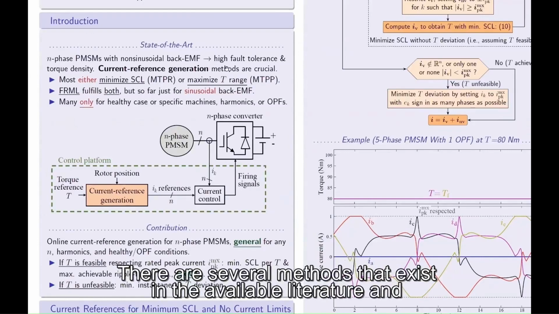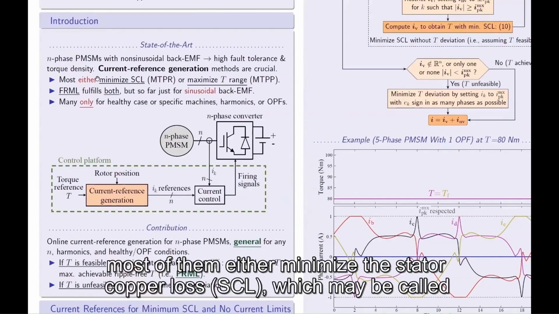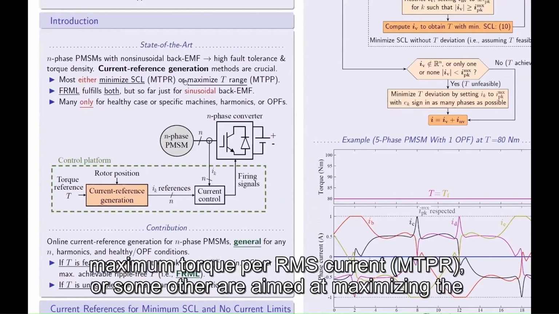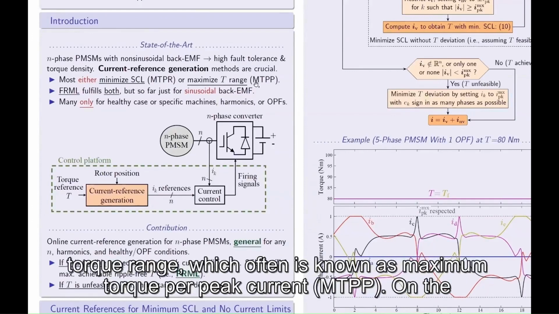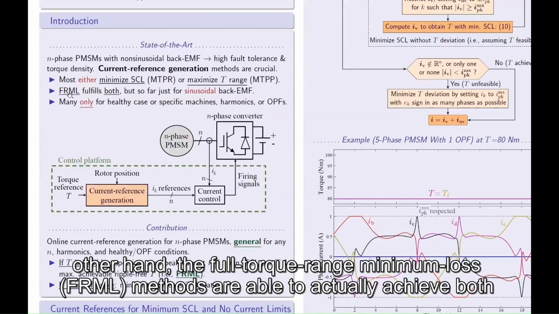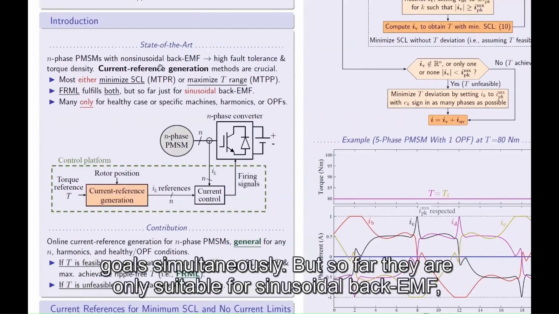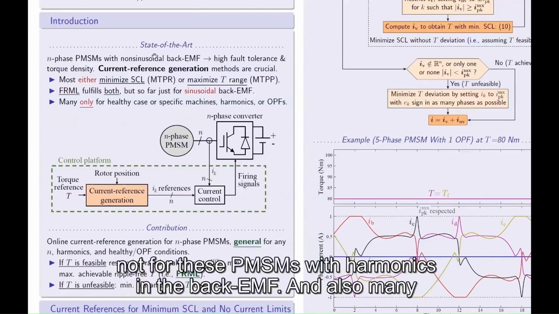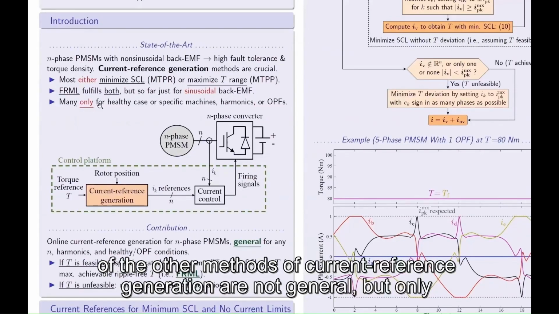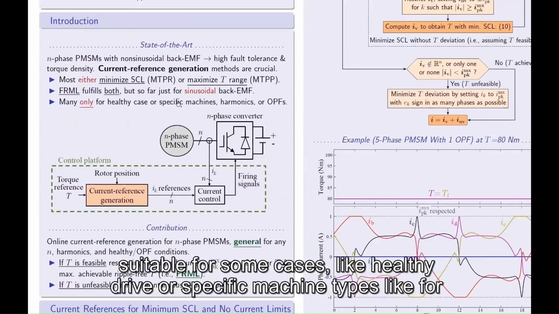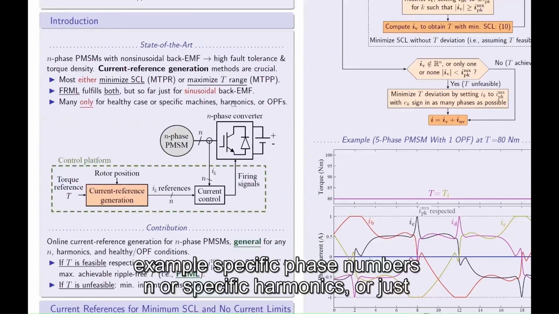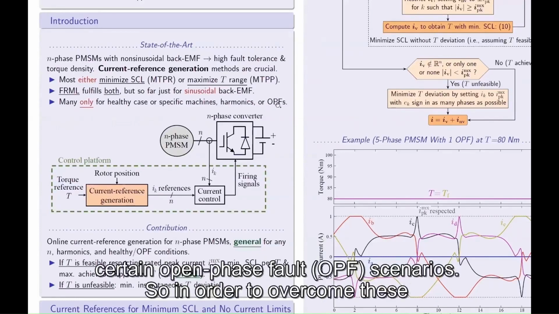There are several methods in the available literature, and most of them either minimize the stator copper loss, which may be called maximum torque per RMS current, or are aimed at maximizing the torque range, which is often known as maximum torque per peak current. On the other hand, the full torque range minimal loss methods are able to achieve both goals simultaneously, but so far they are only suitable for sinusoidal back EMF, not for PMSMs with harmonics in the back EMF. Also, many methods of current reference generation are not general, but only suitable for some cases like healthy drive or specific machine types, for example specific phase numbers or specific back EMF harmonics, or just certain open phase fault scenarios.